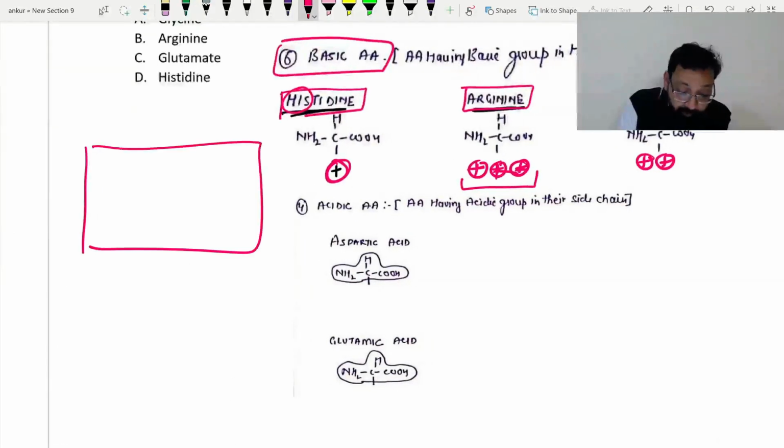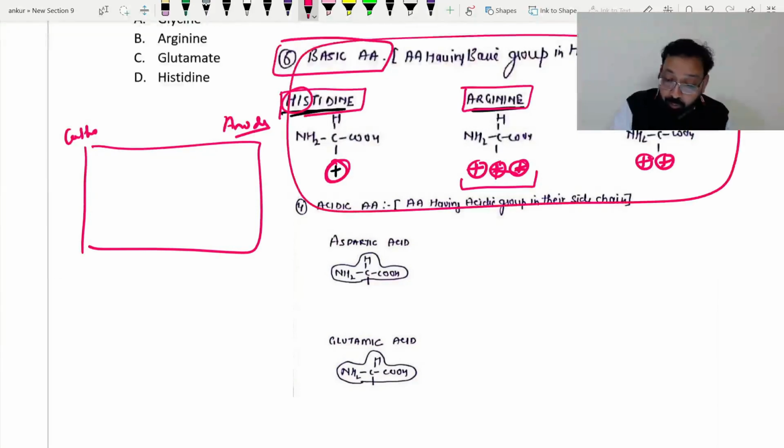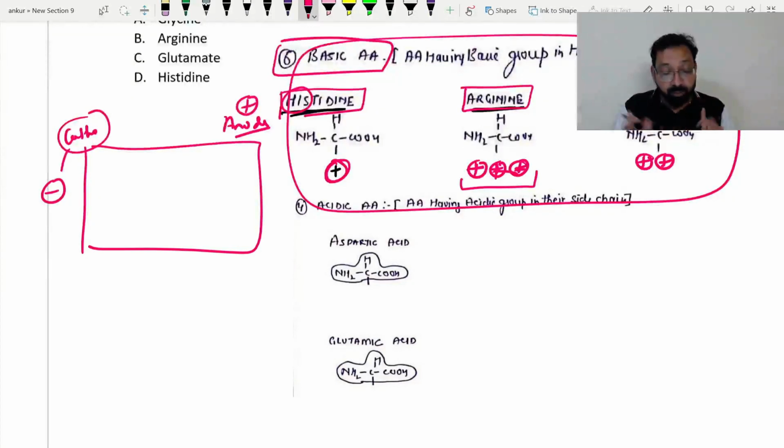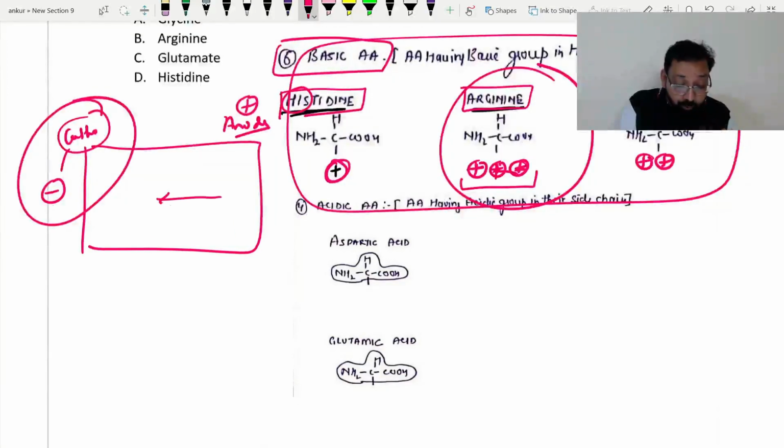If you do electrophoresis, this is the cathode and this is the anode. What is the charge on the cathode? Many times we work hard to remember and ultimately forget. The cathode has a negative charge and the anode has a positive charge. Don't confuse anode with anion. A question is asked: in electrophoresis, which amino acid will move fastest towards the cathode? They will give three or four options, and one option will be arginine. The cathode is negative, and arginine has the maximum positive charge, so arginine will move fastest towards the cathode.